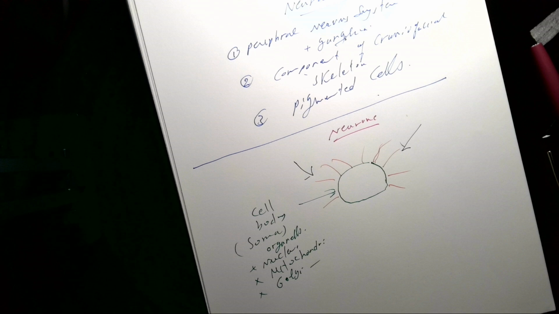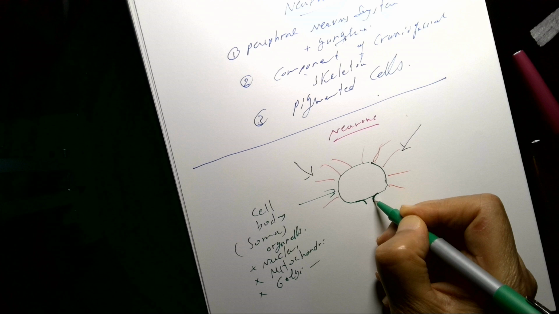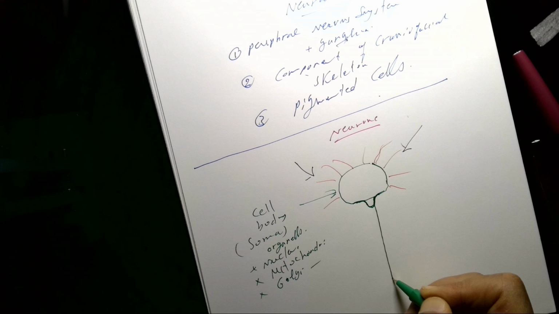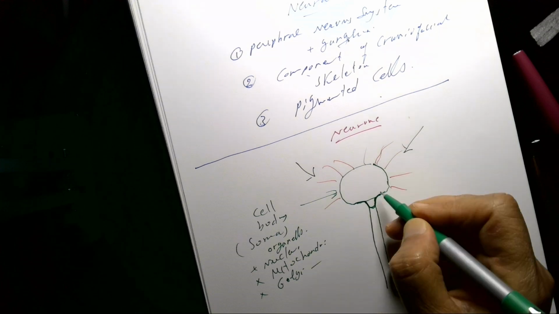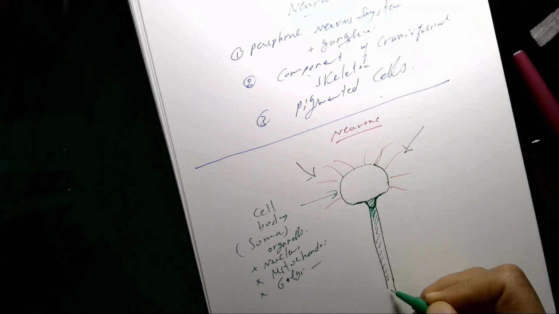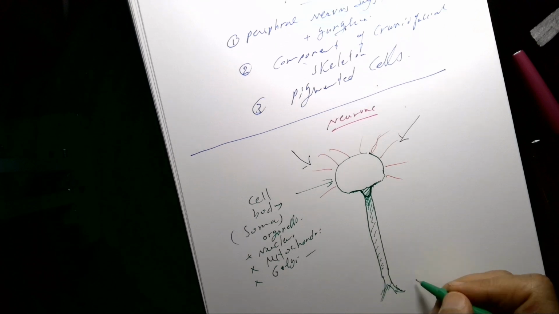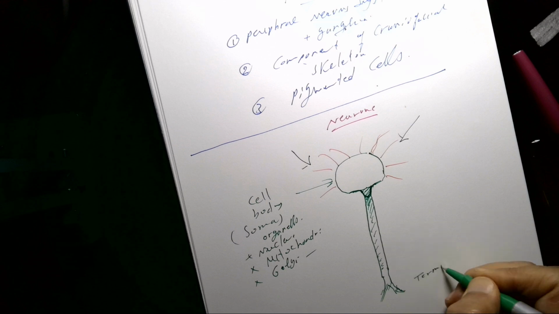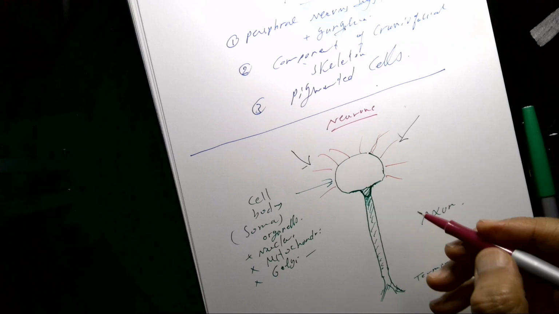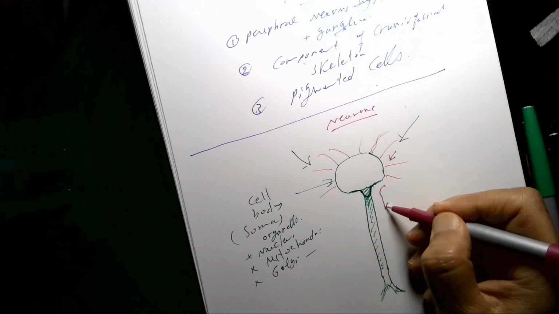Then from here, this is the hillock of the axon, the beginning of the axon coming from the soma, and then the axon starting. This is the axon, which ends up with terminals. So this is the axon and this is the terminal. So the impulse is going like this, and going to another neuron.